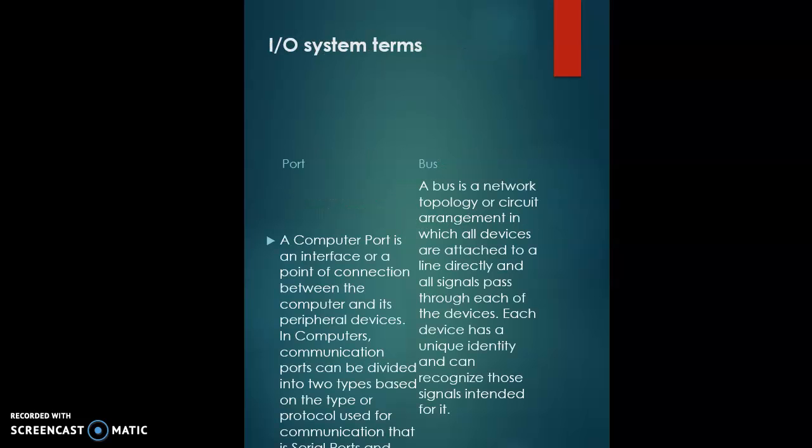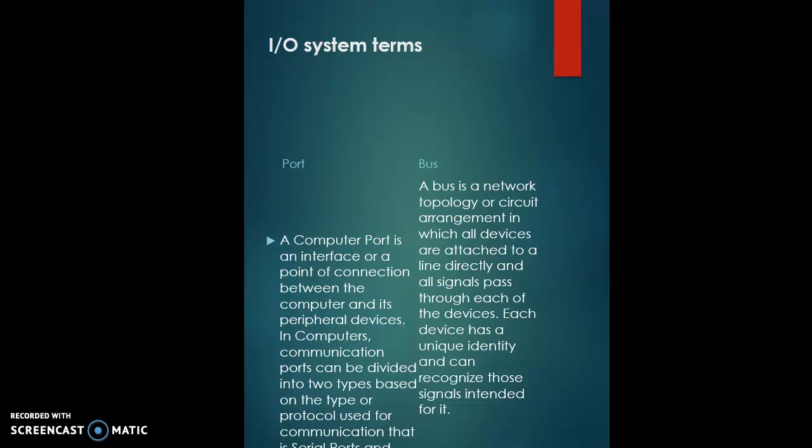We have the input-output system terms, where we have a port. A port is an interface or a point of connection between the computer and its peripheral devices. So in computer communications, ports can be divided into two based on the type or protocol used for communication. That is a serial port and a parallel port.